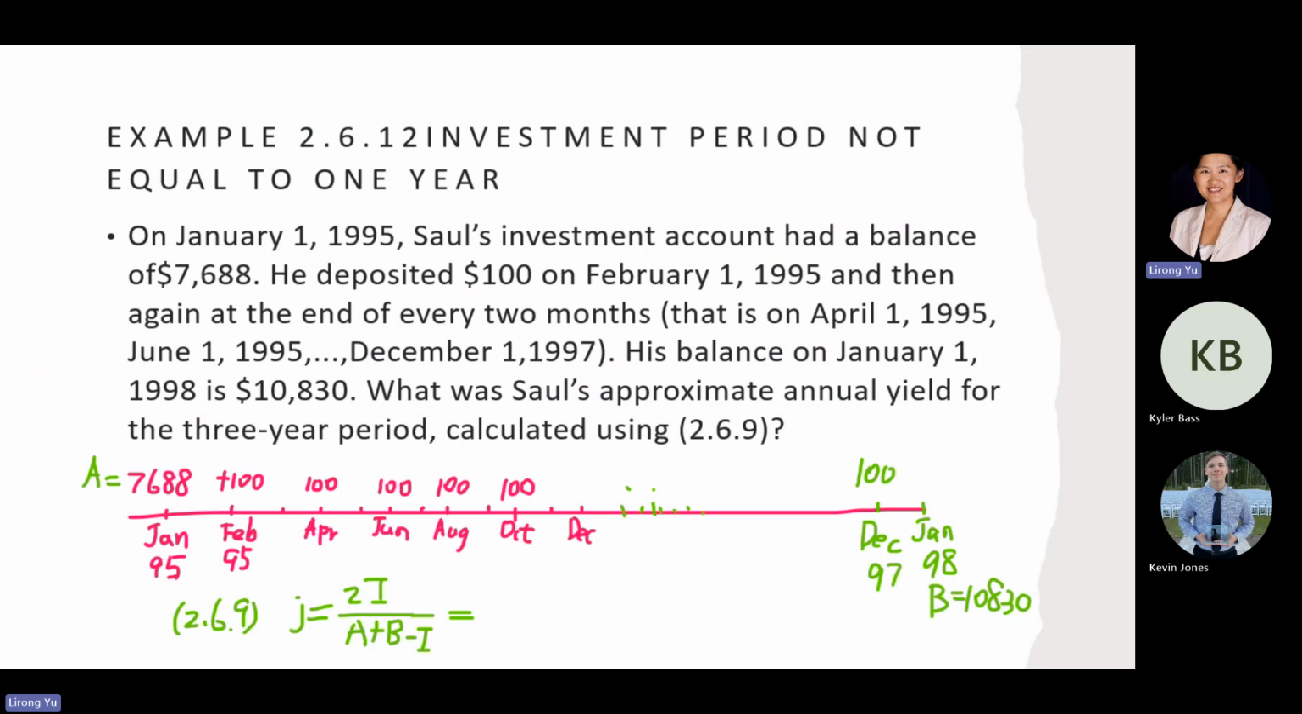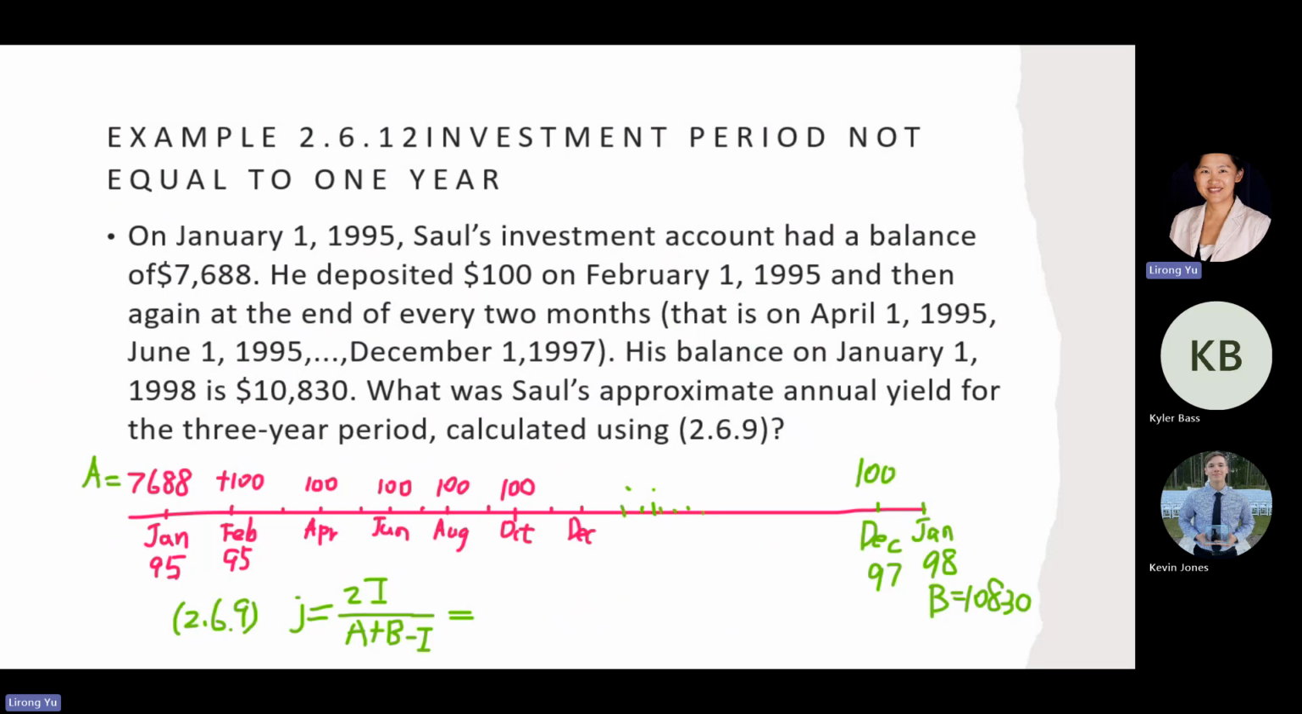You're doing this every 2 months. Deposit 100, so 1 year is 600, and then that's 3 years. So the C, the overall total contribution, is 1,800. So that's our C, and we have our A. We also know that B equals A plus C plus I.